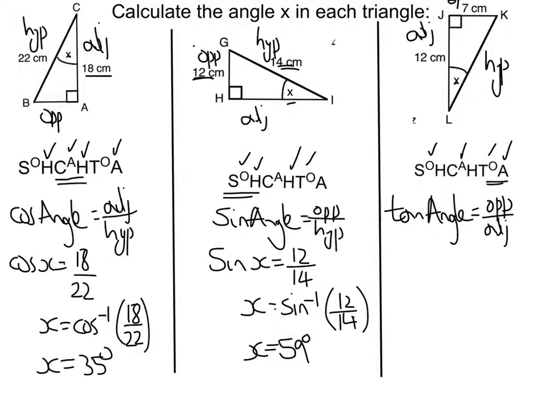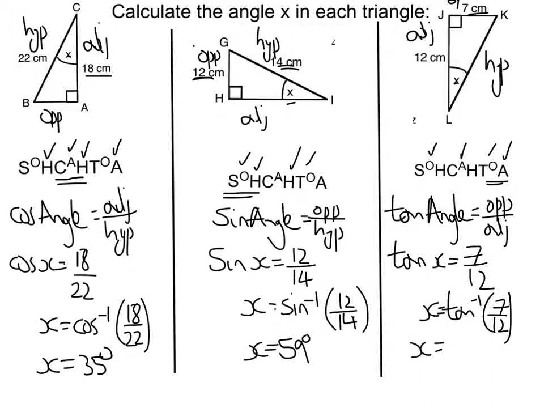Sub my values in. So tan, now the angle is called x, put that in. The opposite here is 7, and the adjacent is 12. It's an angle I'm working out, so I'm going to use the inverse. So I write tan to the minus 1, 7 over 12. And on my calculator, I'm going to put in shift tan, open bracket, 7 divided by 12, close bracket, and my answer will be 30 degrees to the nearest degree.